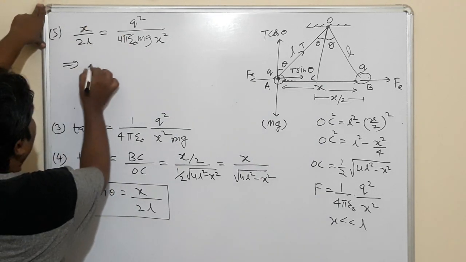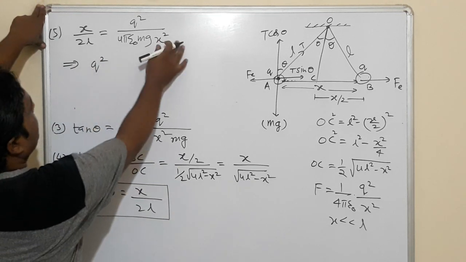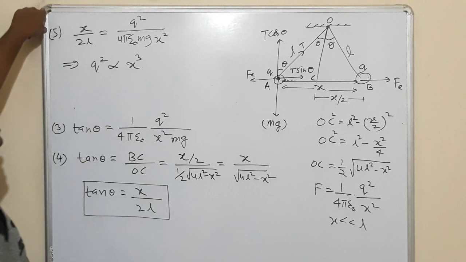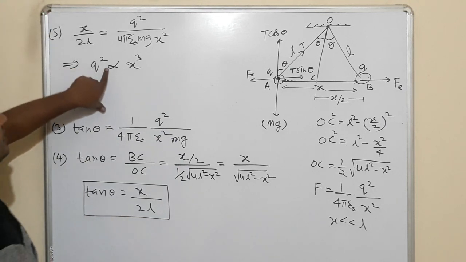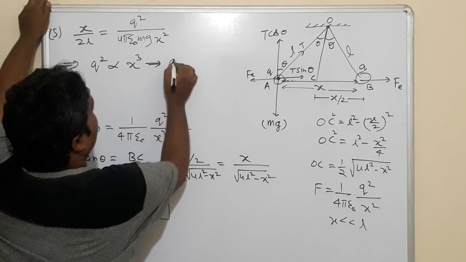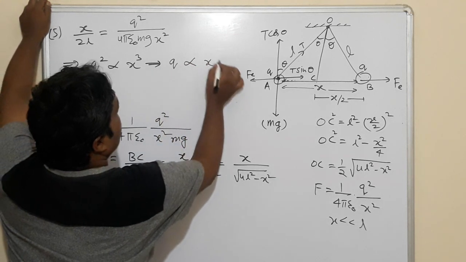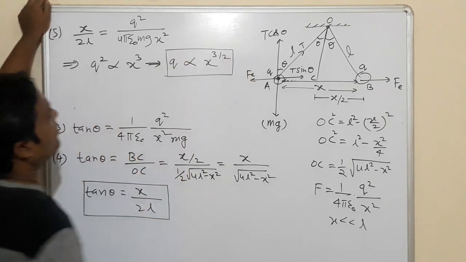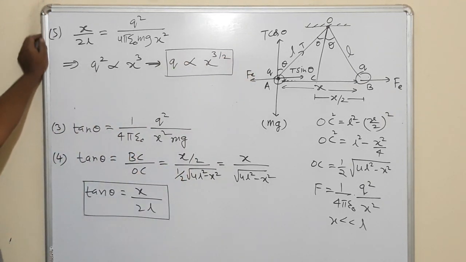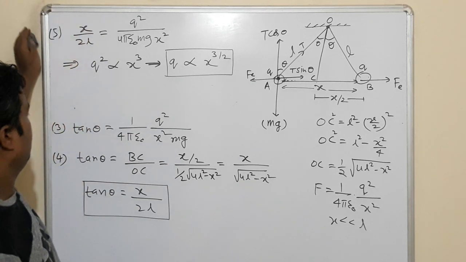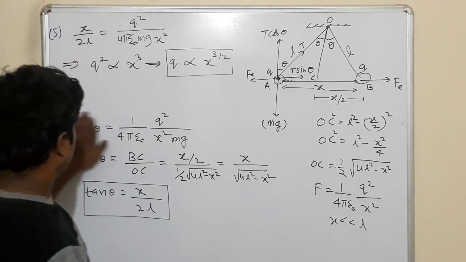Then how does charge depend on the x value? Square of the charge is directly proportional to cube of the distance. Or you can write this as q directly proportional to x raised to 3 by 2. This is the relation between charge and distance. Okay. Now, this we got.